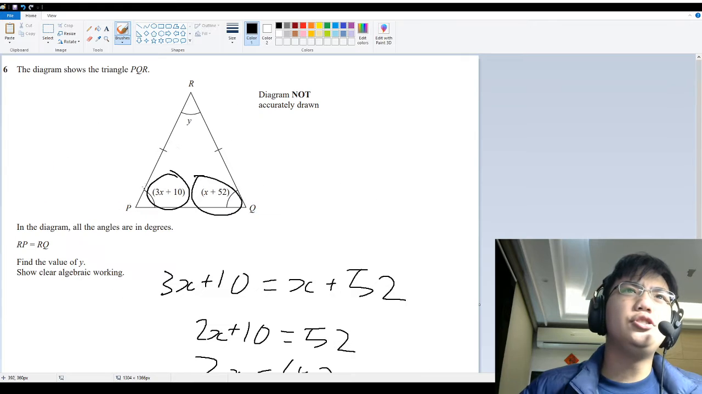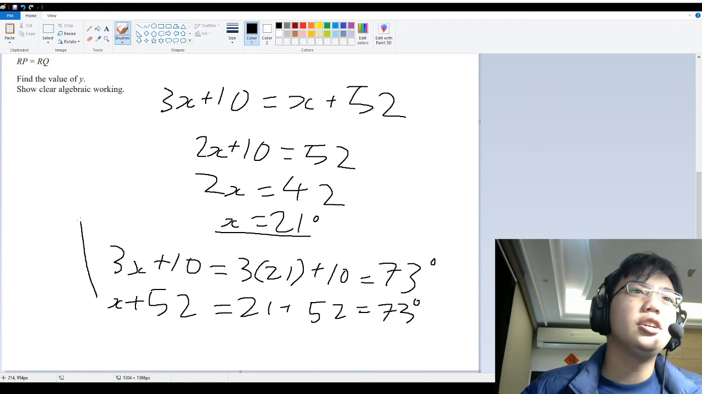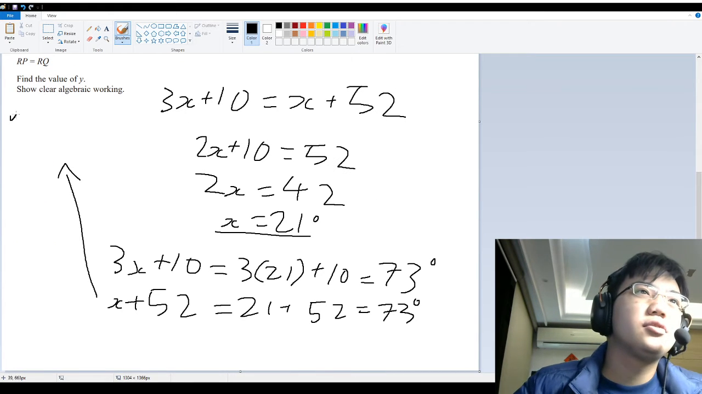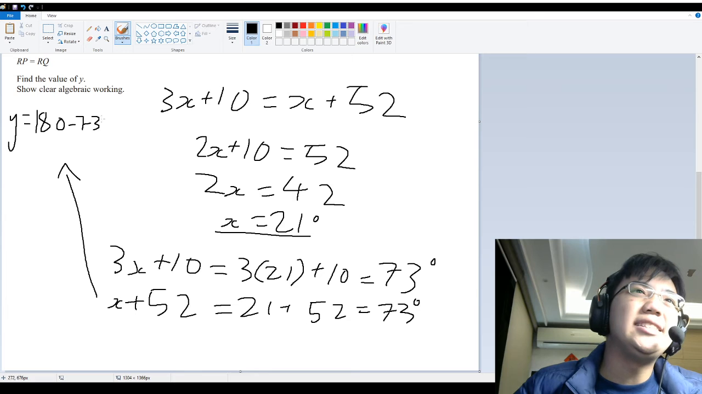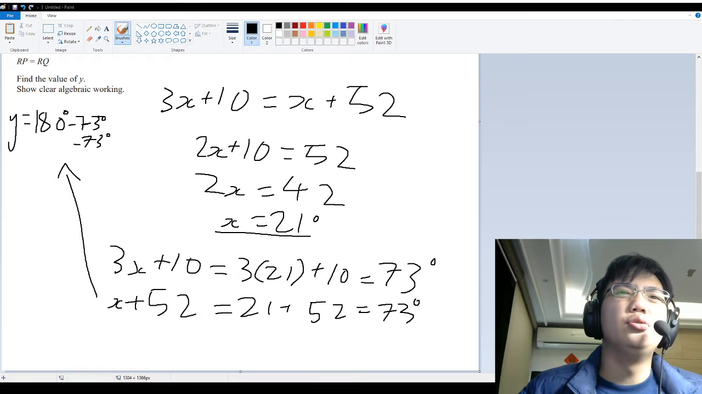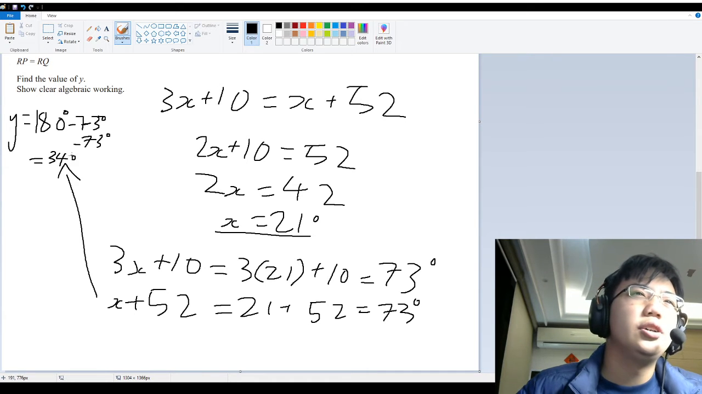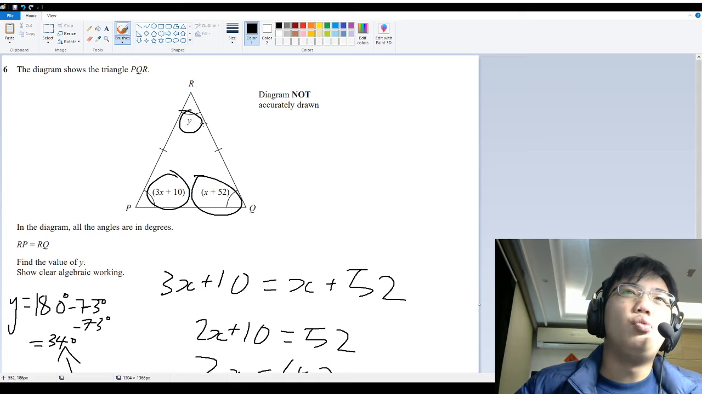Now the only thing left to do is find y. To find y, we subtract the two bottom angles from 180, which is the total size of all angles in a triangle. So 180 degrees minus 73 degrees minus 73 degrees gives us 34 degrees. So there we have it. y is 34 degrees.